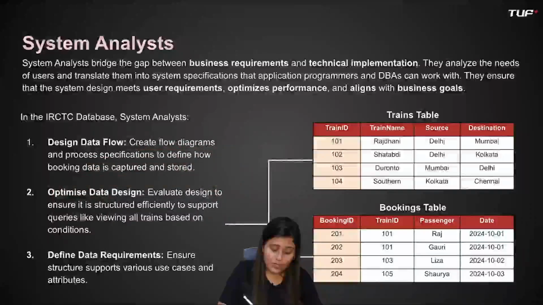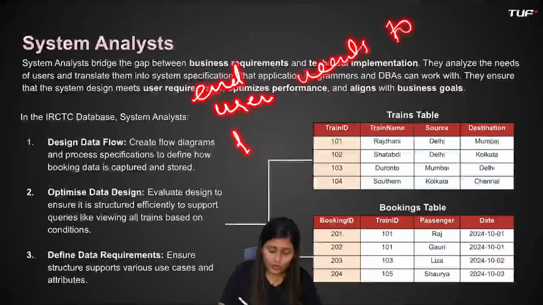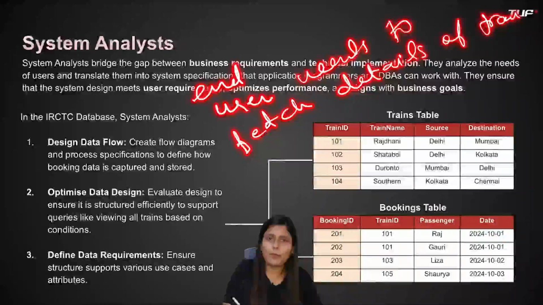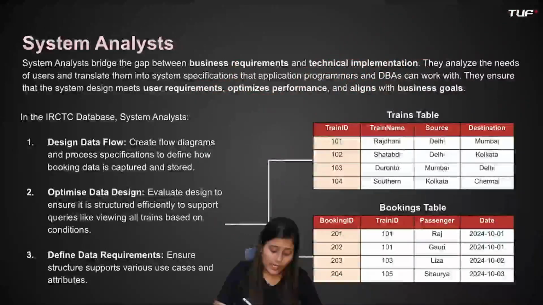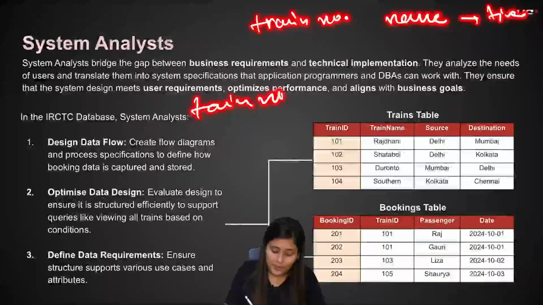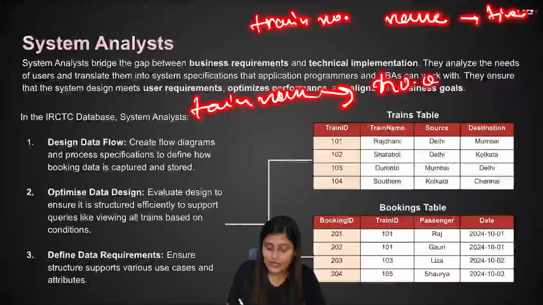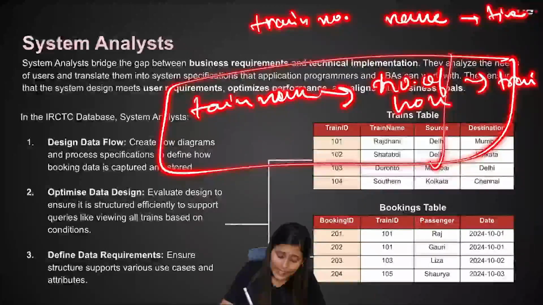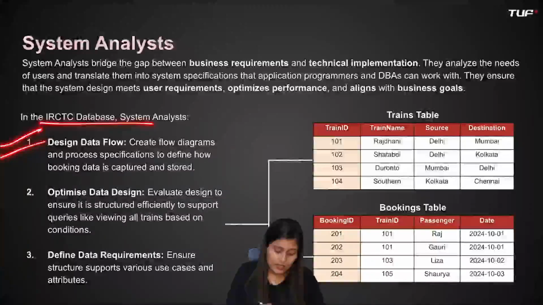So basically, when an end user wants to fetch details of a train for a particular source to destination address, first, how do we want to see it? Do we want to see the train number first, then train name, then timing? Or first the train name, then the number of hours that the train will take, then the train number? How the data should look will be decided by the system analyst.